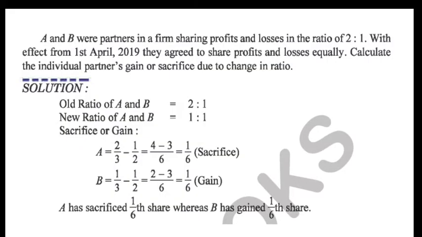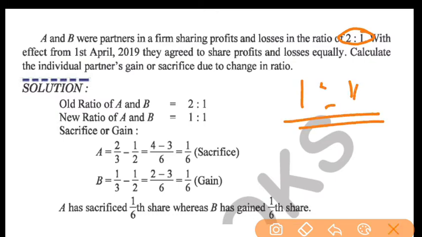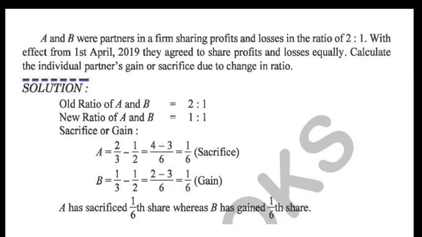A and B were partners in a firm sharing profit and loss in the ratio of 2:1. With effect from 1st April 2019, they agreed to share profit and loss equally. So their old ratio is 2:1, and now they have to change their ratio to 1:1. Calculate the individual partner's gain or sacrifice due to change in profit. So we have to calculate gain and sacrificing ratio.